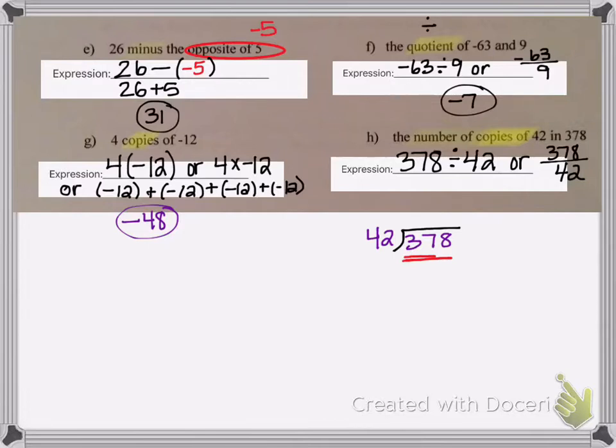into 378. So I'm just going to guess and check here. I'm going to multiply 42 by a number and see how close I get to 378. Well, I'm going to choose to multiply it by 9 because 4 times 9 is 36. So 42 times 9 should roughly be 360, which would get us close to 378. And when I do the multiplication, I get exactly 378. So my answer is 9.